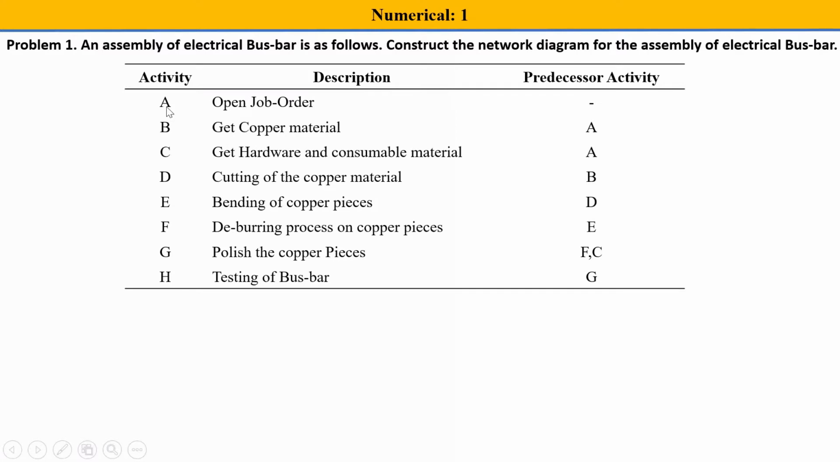For example, for A, open job order. B, get copper material. C, get hardware and consumable material. D, cutting of copper material. E, bending of copper pieces. F, deburring process on copper piece. G, polish the copper piece. And H, testing of bus bar. So you can see the activities are given.